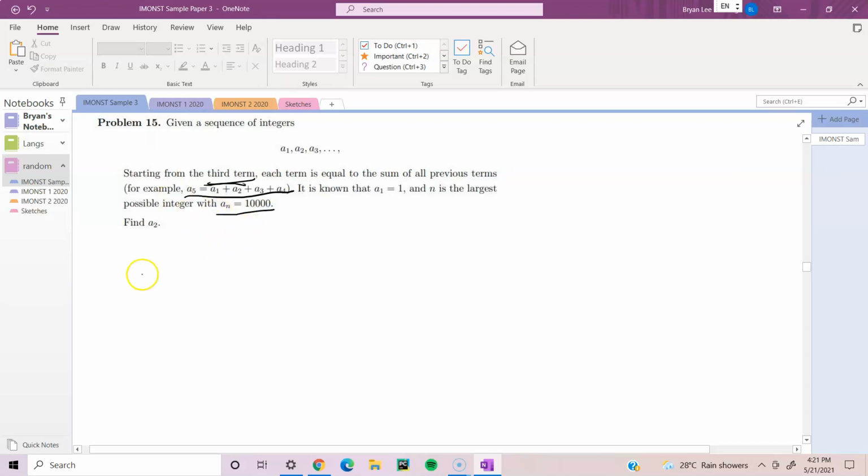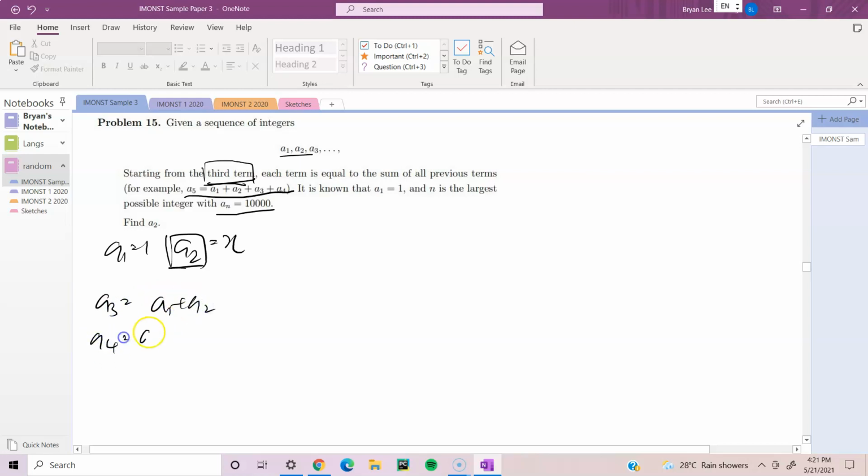Find a2. Now, since we are starting from the third term, the third term will rely on the first and second term. We know our a1 equals 1, and then we can set a2 to be some x, okay? No, we just put it as a2, okay? So our third term, a3, would be a1 plus a2.